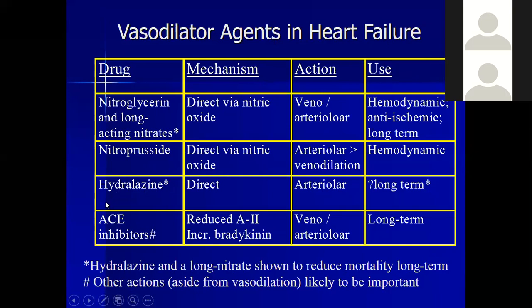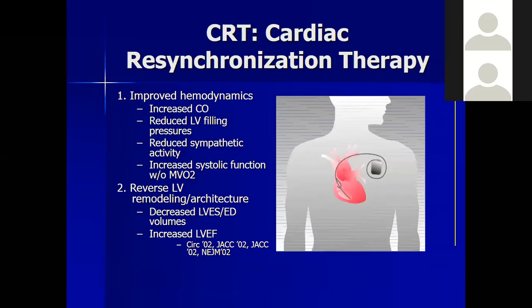Nitroprusside we don't use commonly. We use hydralazine in those patients who have deranged creatinine. It's a direct arterial dilator, and the long-term benefit with this drug is not proven, but you can give it if somebody has renal dysfunction. ACE inhibitor you usually give as a veno and arterial dilator. It's a long-term medication.